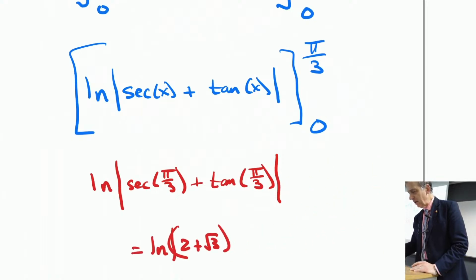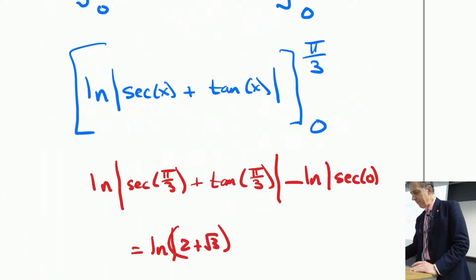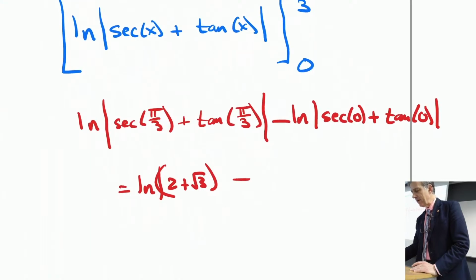Pull this down here. Lower limit: minus the natural log of the secant of 0 plus the tangent of 0. I guess it doesn't matter that I forgot it, because that's the natural log of 1, which is 0.